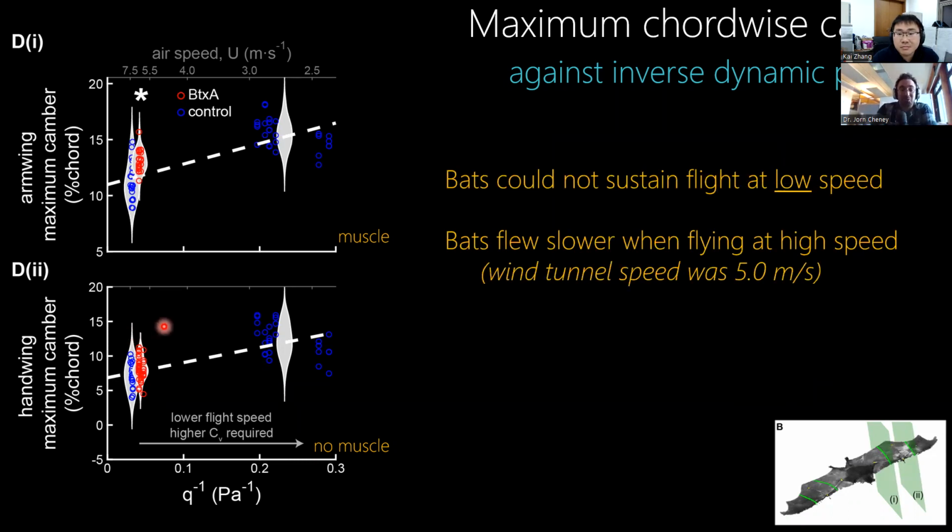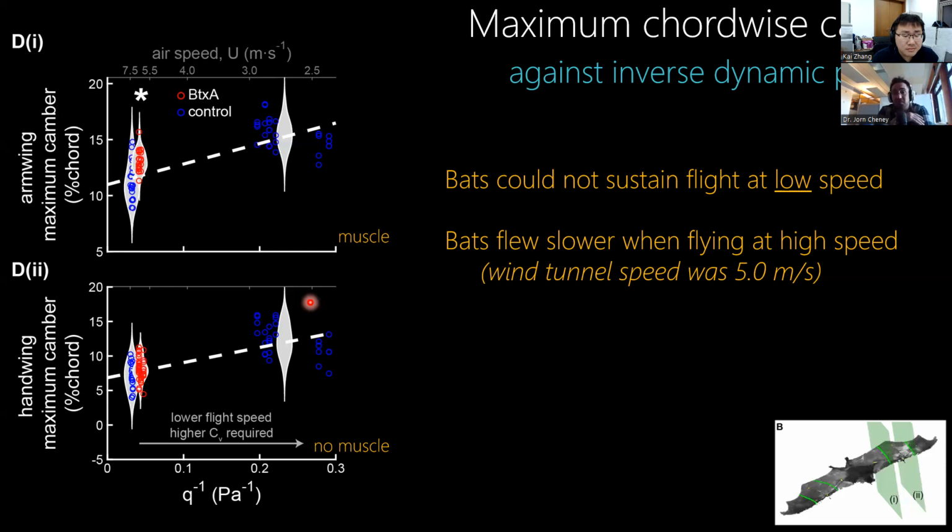Now, the astute of you will notice that there is no Botox data at the low flight speed. And this was really surprising to us, but the bats actually couldn't sustain flight at the low flight speed. So what we had done was we flew the bats in the wind tunnel with the wind tunnel off and with the wind tunnel at 5 meters per second. And as soon as we turned the wind tunnel off, they fell and crashed immediately. They couldn't sustain flight. They immediately descended to the ground.